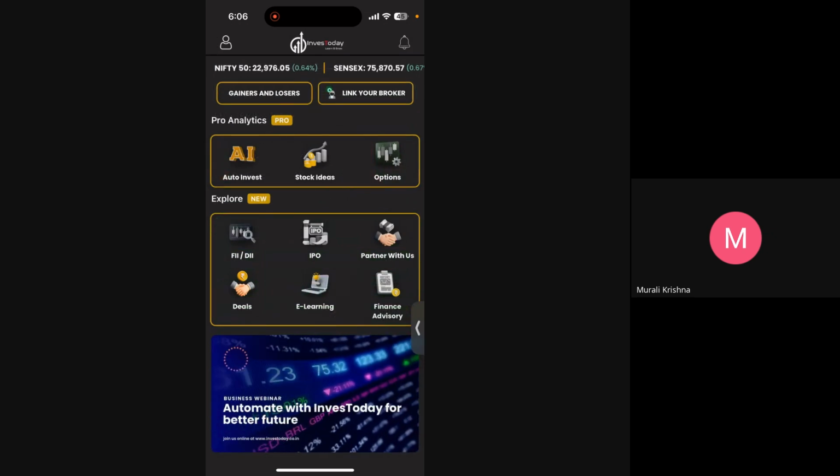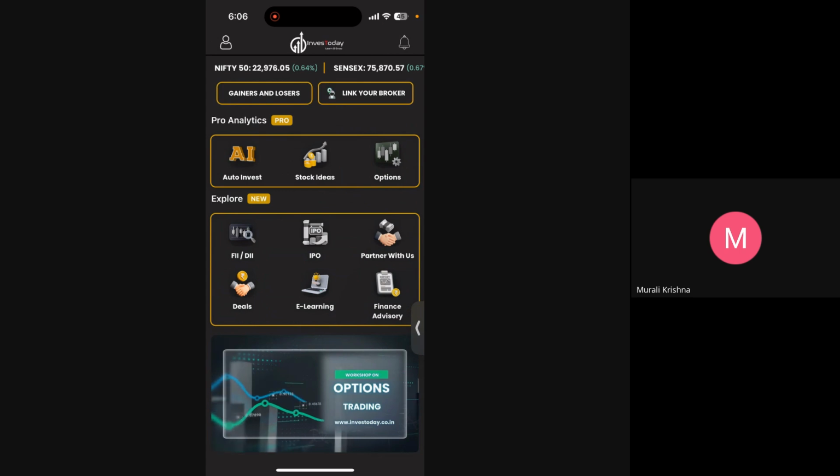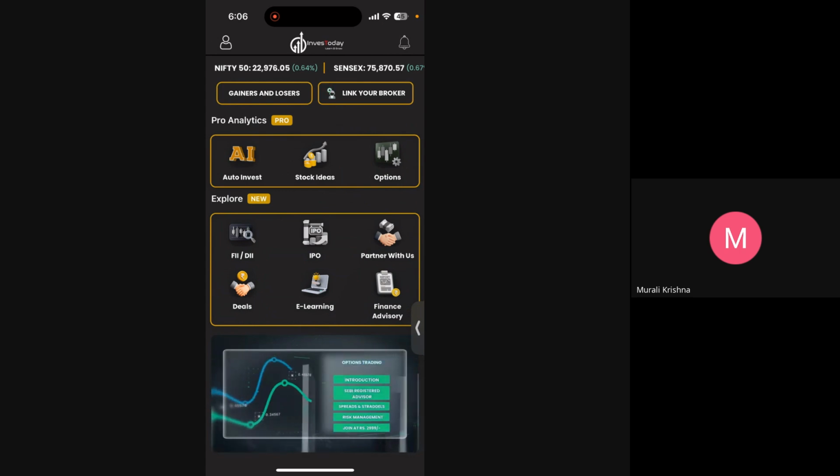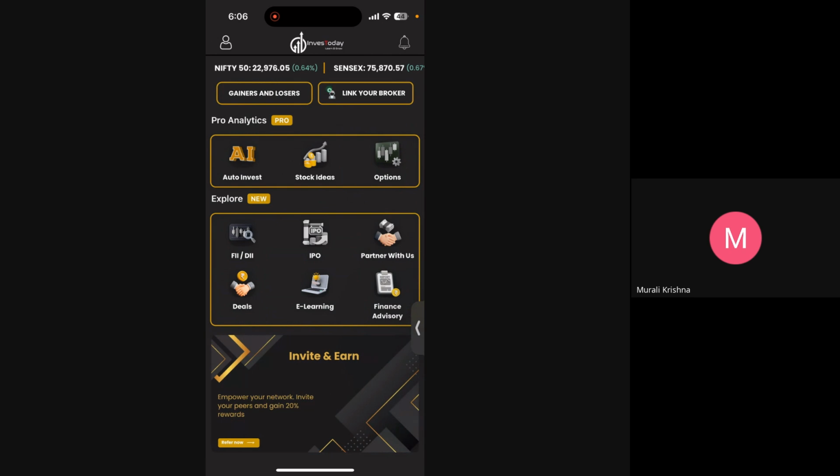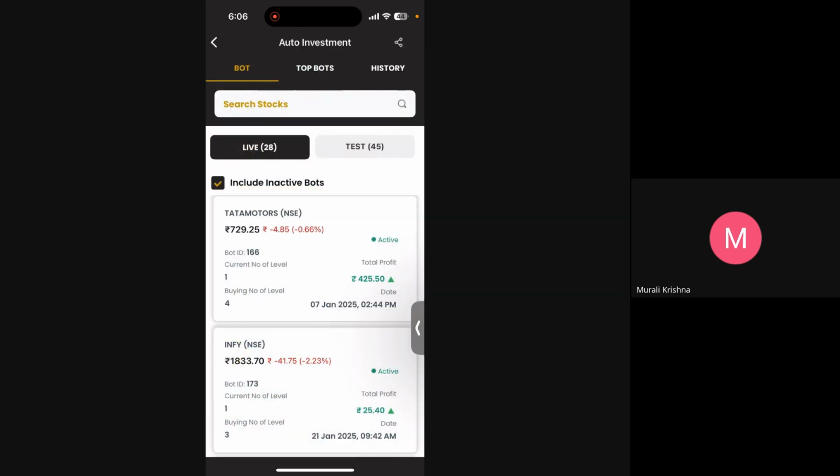Now let us come to the main feature, which is in Pro Analytics. You can see the auto investment, which we call short AI. Let's see what all the bots are. I have it in my bots. Once you click on the auto investment, you will get a screen like that. You can see the bots, top bots, and history.